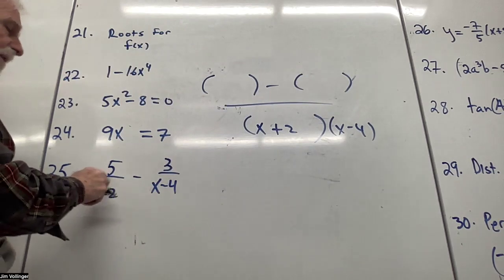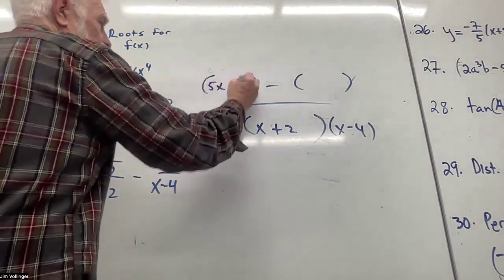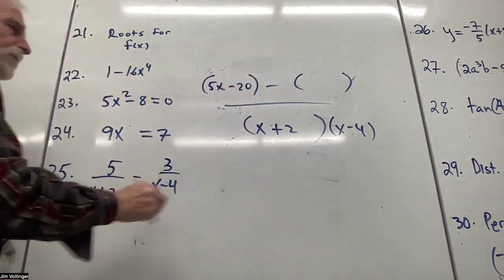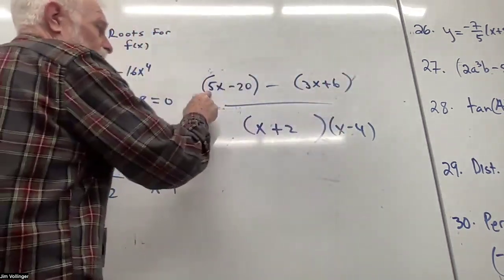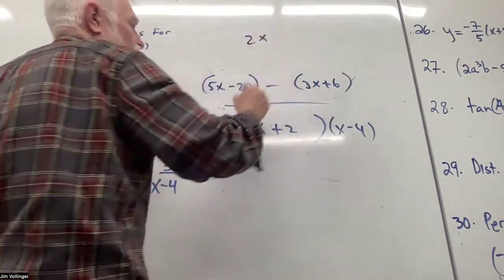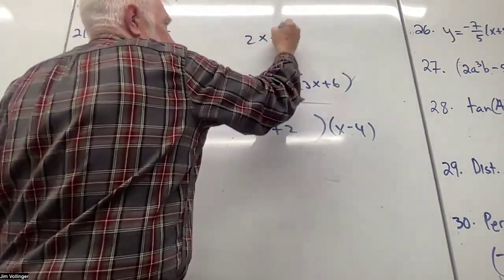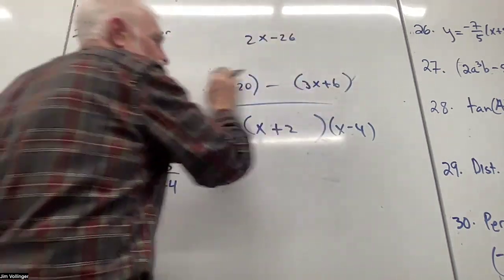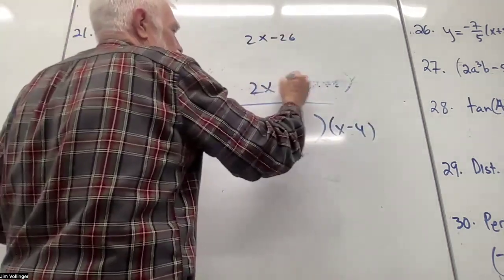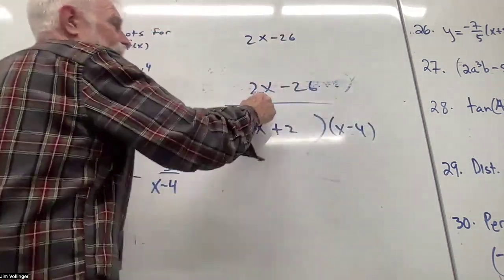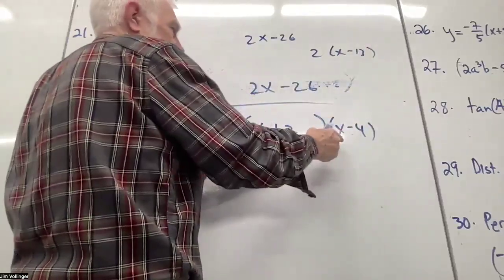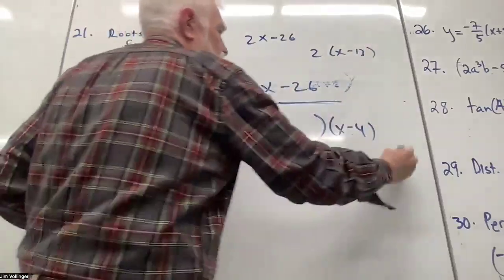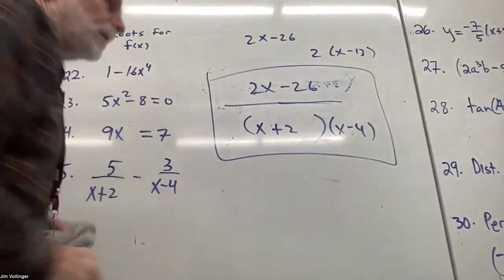So x minus 4 times 5 is 5x minus 20. X plus 2 times 3 is 3x plus 6. And so now my 5x minus 3x is 2x, minus 20 minus 6 is minus 26. So that becomes 2x minus 26. The factors of this are 2 times x minus 13. I don't see any cancellation, so you can leave it like this as far as I'm concerned.